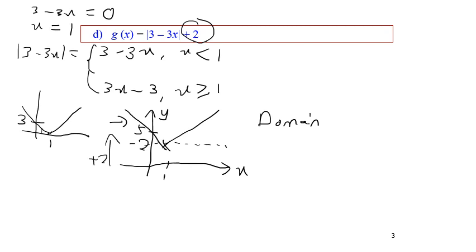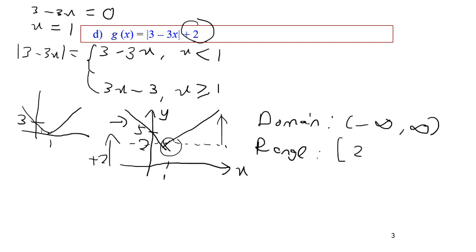So the domain remains the same, which is all real numbers. While the range, it no longer starts at 0 because the graph has a constant 2. So now we start at 2 and above, which is we start with 2 and towards positive infinity. So this is the range that we get from this example.